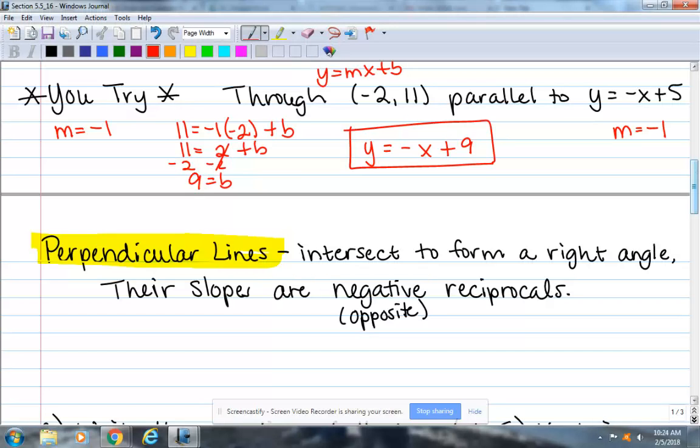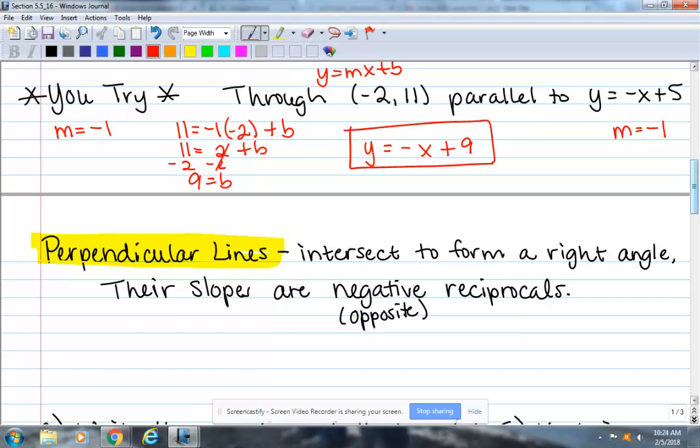And their slopes are not the same, obviously, because if their slopes are the same, they would be parallel to each other. But their slopes are also special because they are negative reciprocals of each other. Now, the book uses the term negative reciprocals. I like the term opposite reciprocals better because it could be a positive slope. So people think negative reciprocal has to be a negative slope. It doesn't have to be. It's whatever the opposite of the original was.